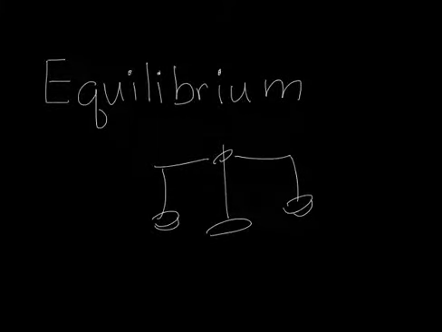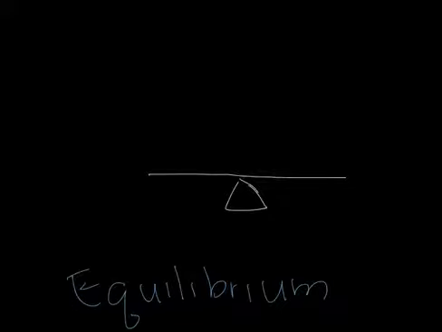Let's start our discussion of chemical equilibrium, what it is, and how you can think about it. Let's look at a seesaw, for example. A seesaw without anything on it would not move. You can think of this sort of as an equilibrium.